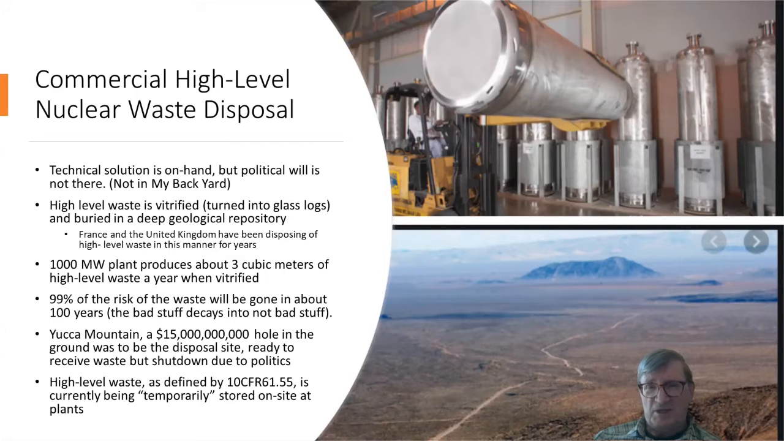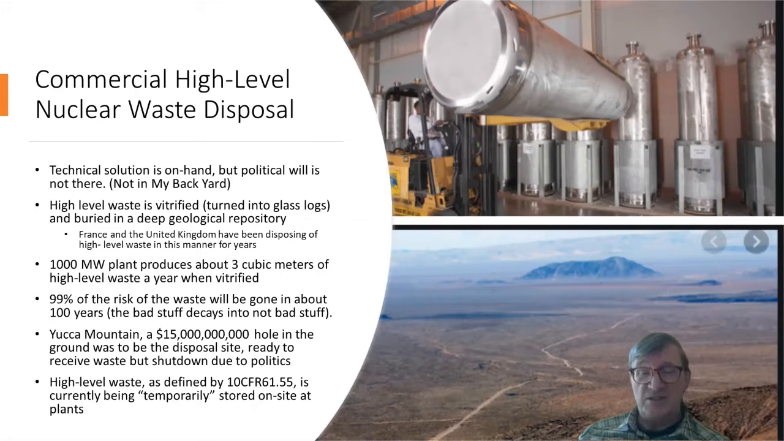When you talk about how much waste is generated, a 1,000 megawatt nuclear plant, which is enough power for about 850,000 homes, generates 3 cubic meters of high-level waste a year. That's a cube that's about 1.5 meters on the side.